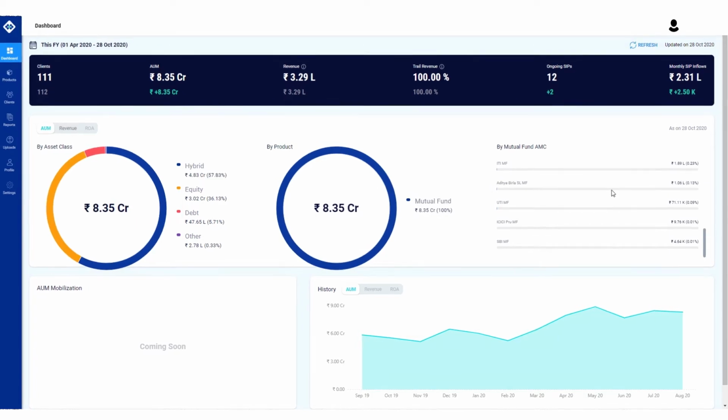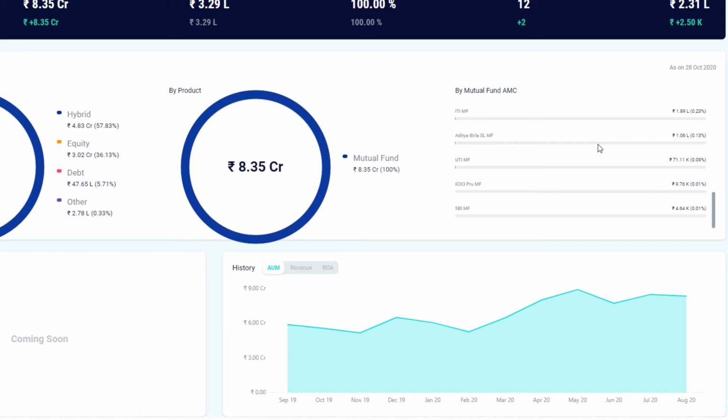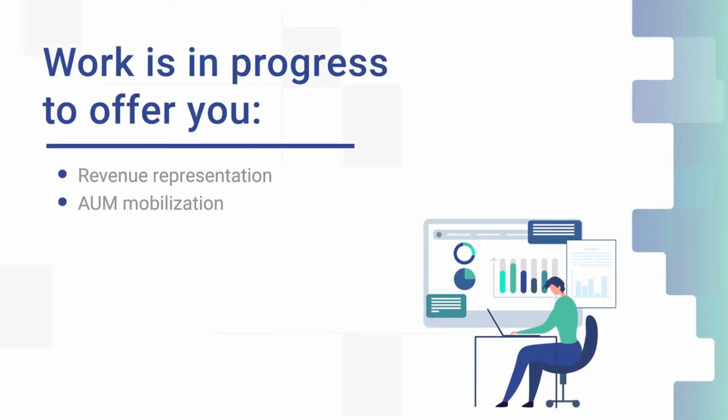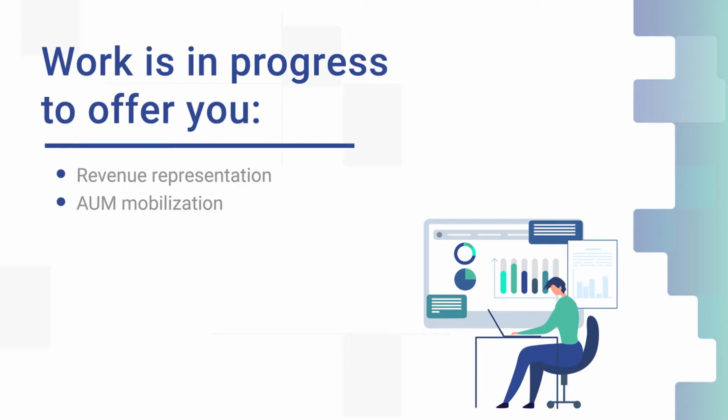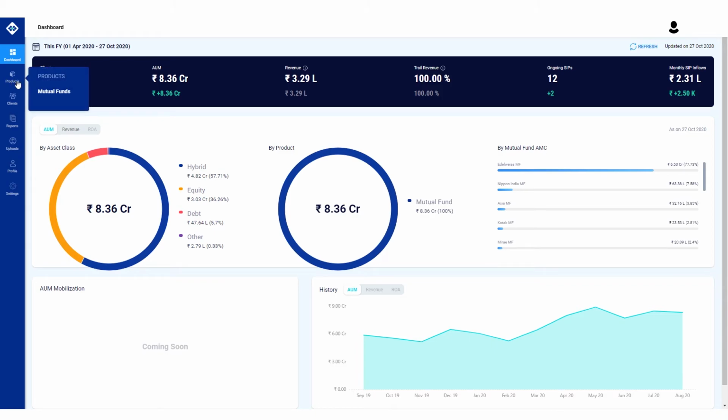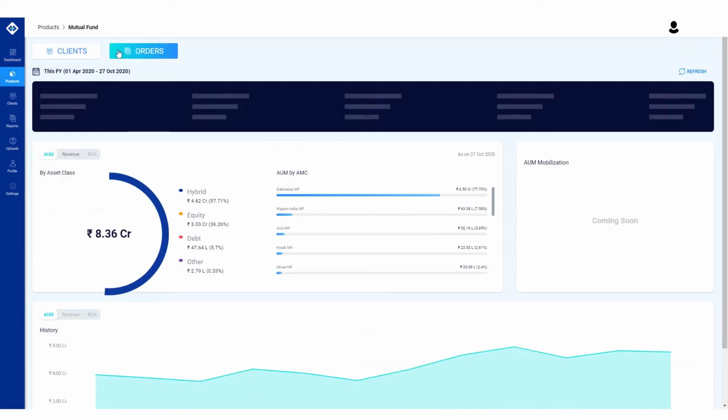A graph representation of the yielding AUM from your annual brokerage files will be displayed. Work in progress to offer you a similar graph of revenue representation and AUM mobilization within a specified period and its driving factors. Placing a mutual fund order cannot get any simpler than this.